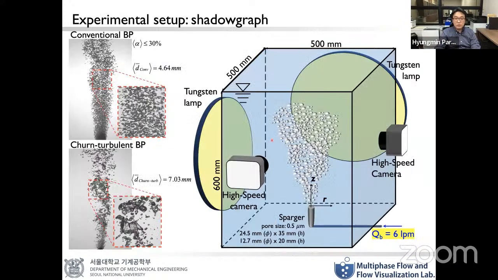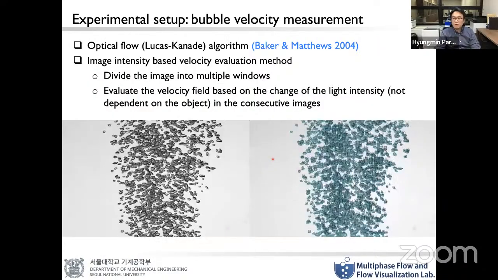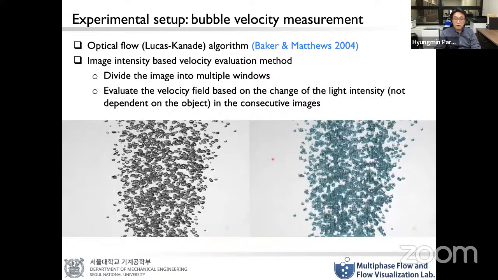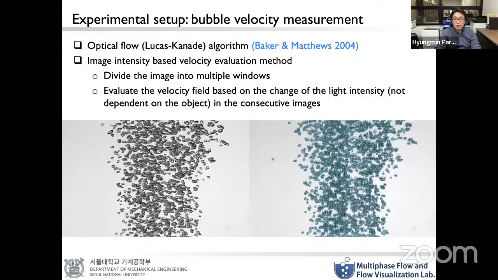Okay, so to measure the bubbles, we used conventional shadowgraphy using two light sources and two high-speed cameras. To measure the bubble velocity, for this kind of problem, it is impossible to measure the bubble velocity with some conventional method like PTV or PIV, whatever.